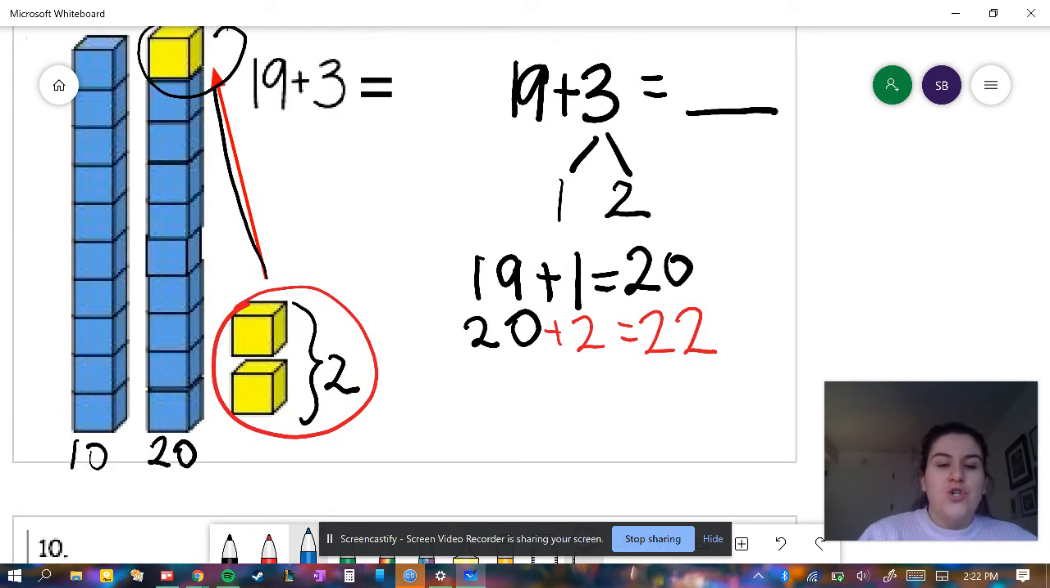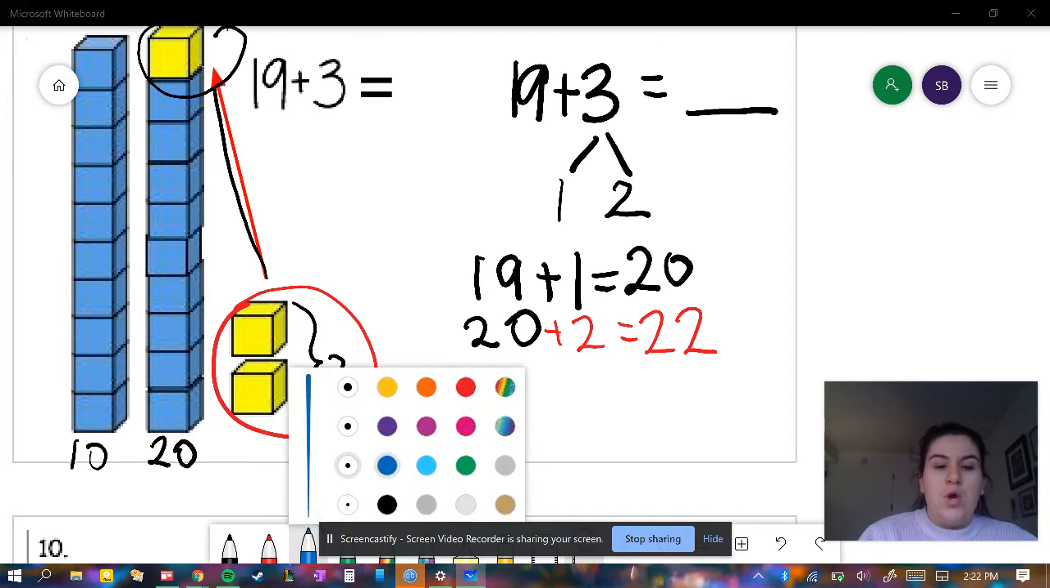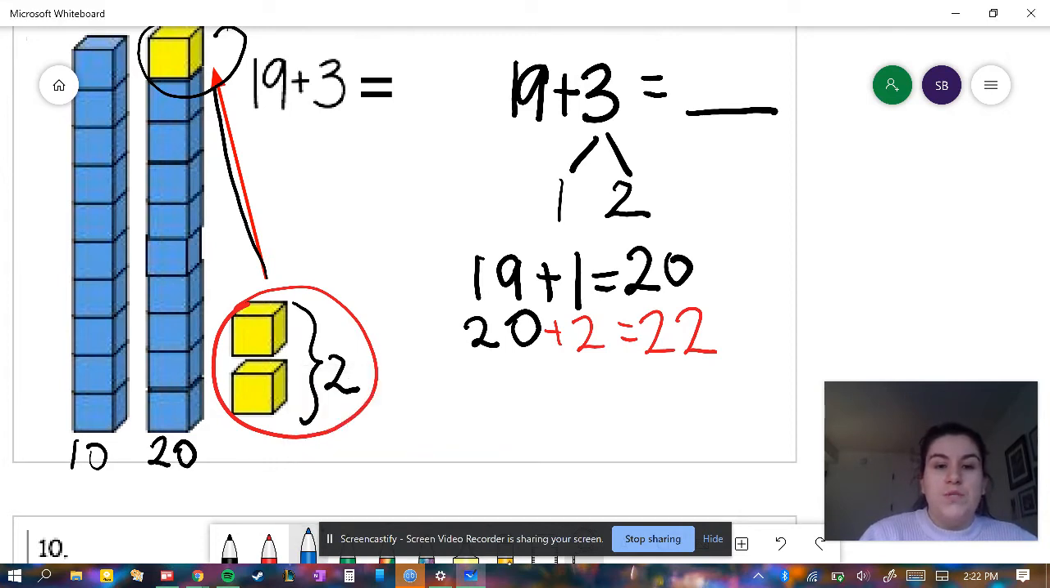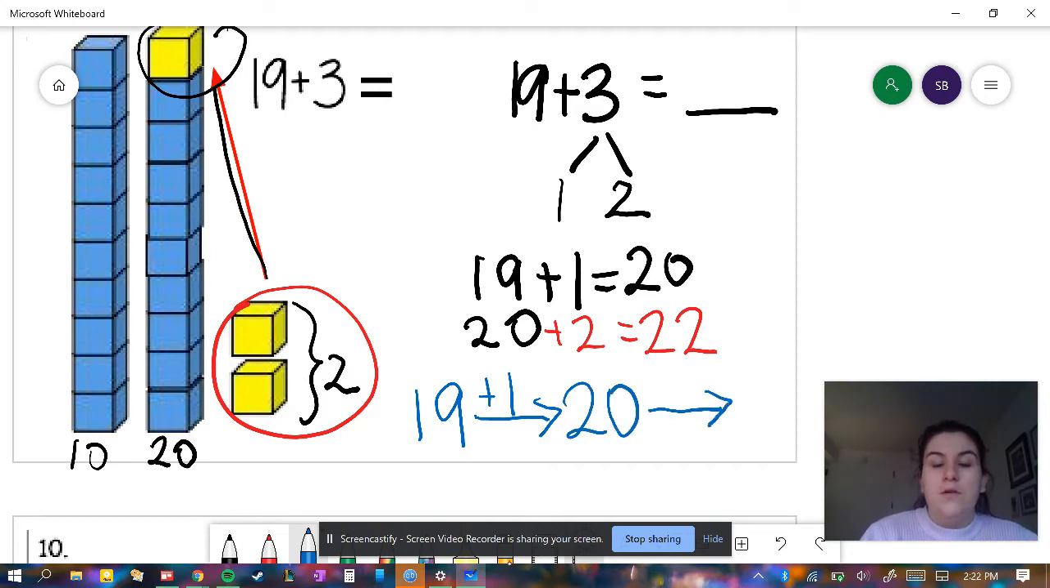Now let's see if we can show it using the arrow way. We're going to start with the same number. We started with 19. I'm going to draw my arrow. On top, I want to write what I added. And I know that I added 1. And we ended up with 20. And then, after that, we added 2. And we ended up with 22.